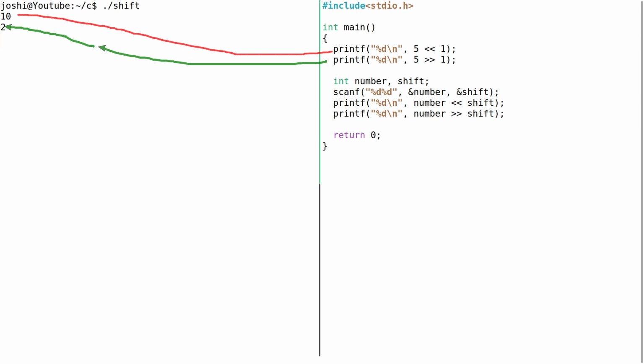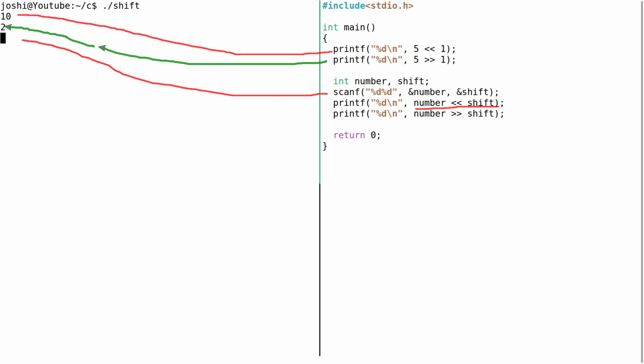In this statement, it is waiting for us to supply two integers. One is number, another is shift. And in the next statement, the printf function is shifting the number which you type at the keyboard towards left hand side by how many bits? The number of bits you supply here. Similarly, the same number would be shifted towards right hand side, and the result would be printed.